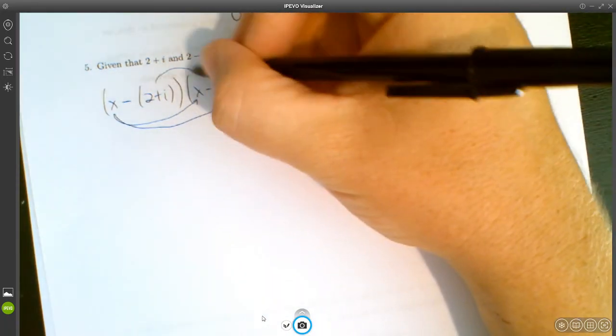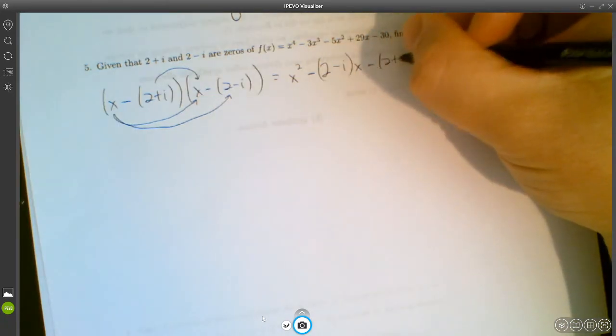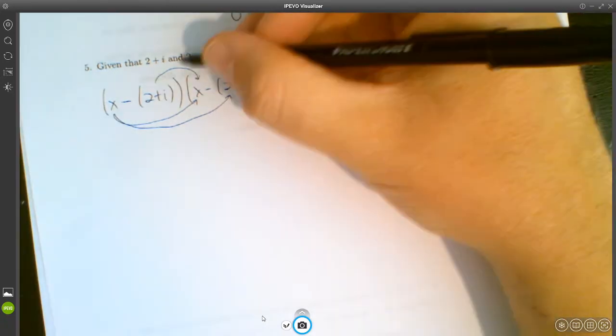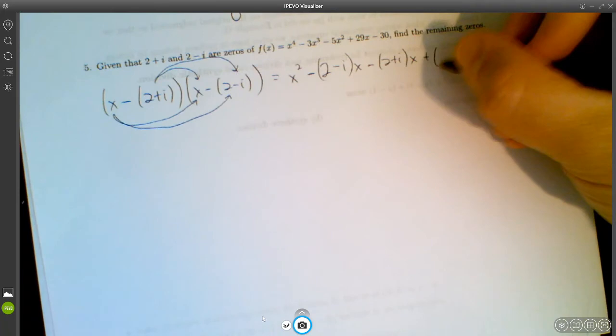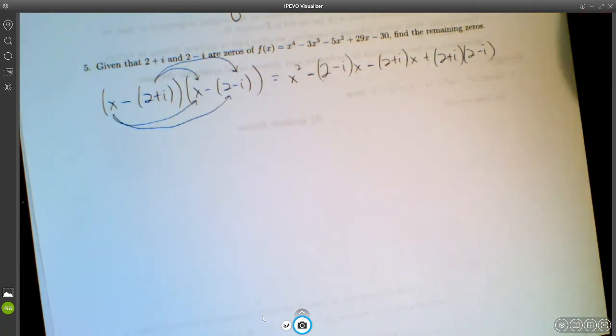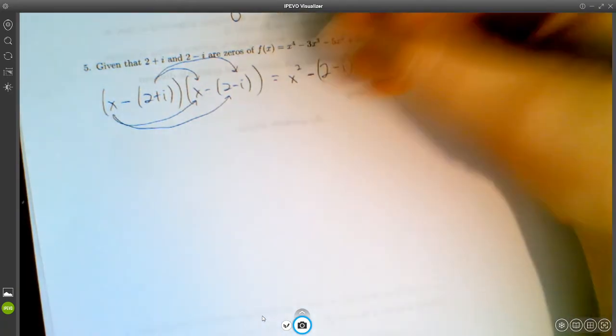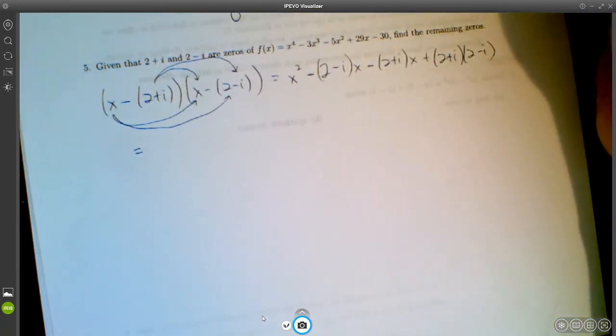Then I get a negative 2 plus i times x. And then I get this nasty business. The negative and the negative make it positive, but it's going to be 2 plus i times 2 minus i. So now I've got some more work to do. I'm going to run out of space, so I'm going to pull this over here and maybe do a couple steps on the same line.